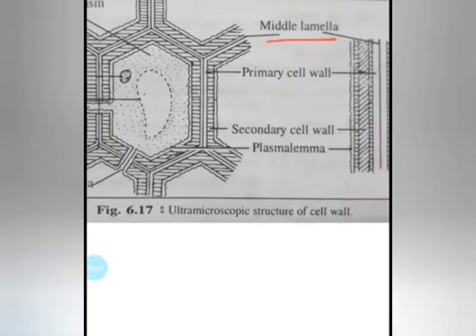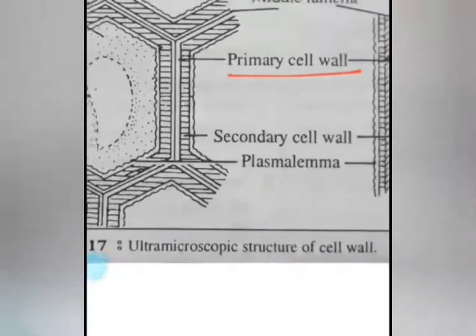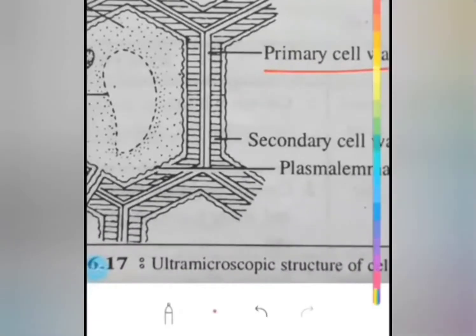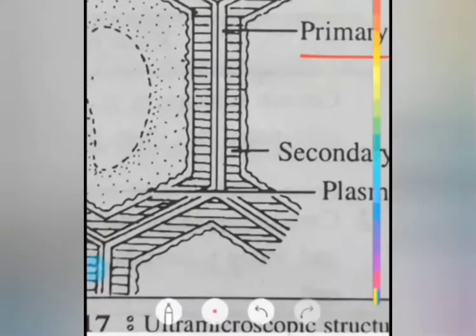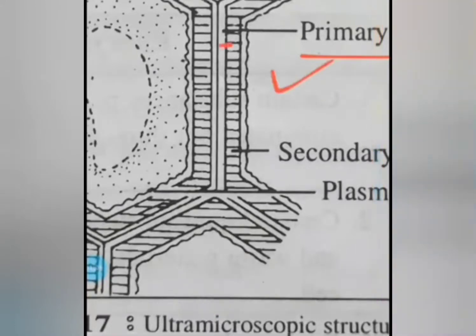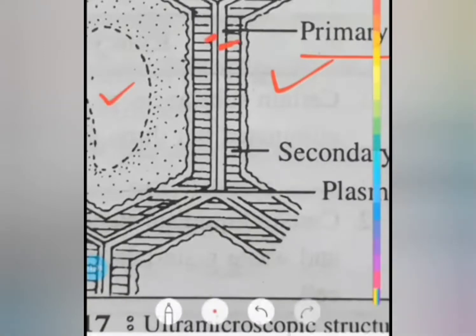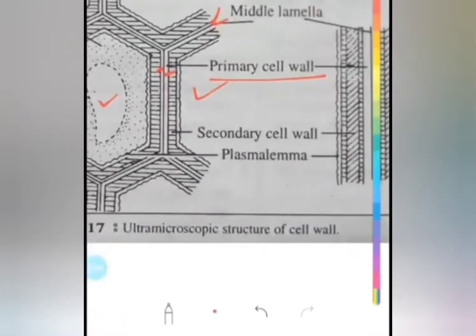Next one, we come to the primary cell wall. As you can see, it is the outermost thin, elastic, permeable membrane, which is the outermost layer of each cell. Of this cell, this is the outermost layer, and of this cell, this is the outermost layer. In between them lies the middle lamella. And again, it is made up of cellulose, hemicellulose, pectin, lignin, etc.